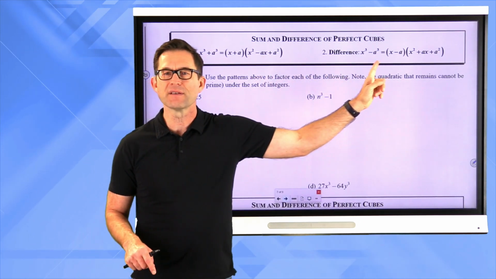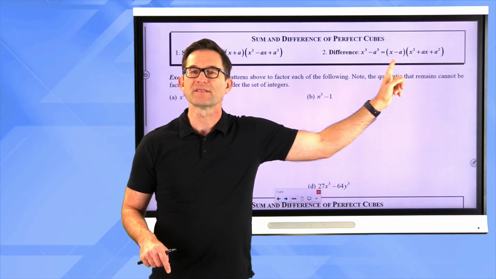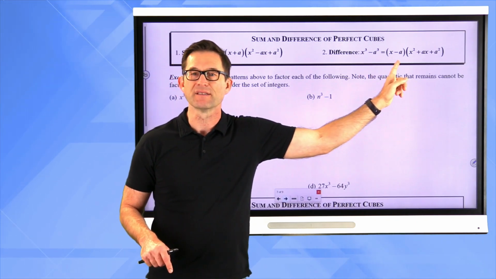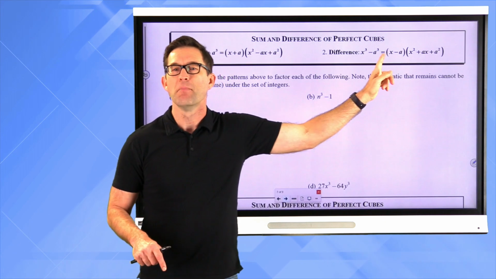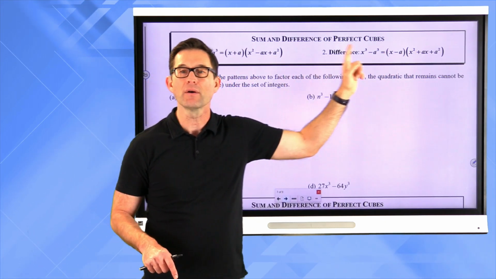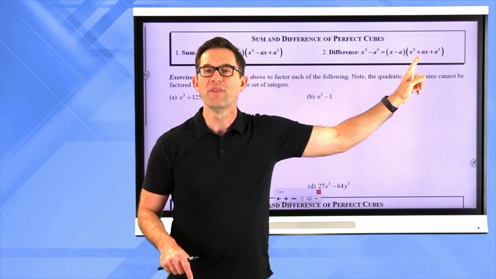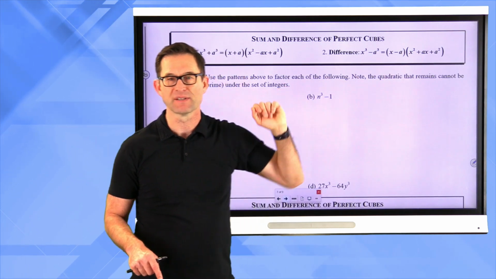We have exactly the same thing going on here. X cubed minus a cubed is x minus a, so that sign is exactly the same. But then inside here, we have exactly the same trinomial that we did over here. We've got an x squared, plus an a squared, but this is now a plus a times x.